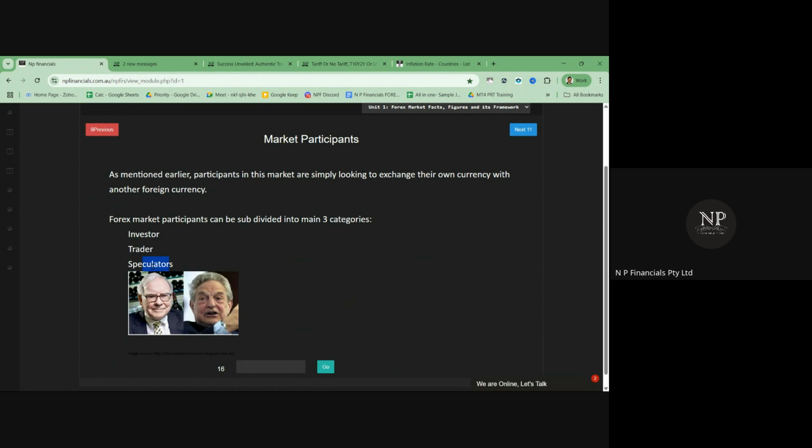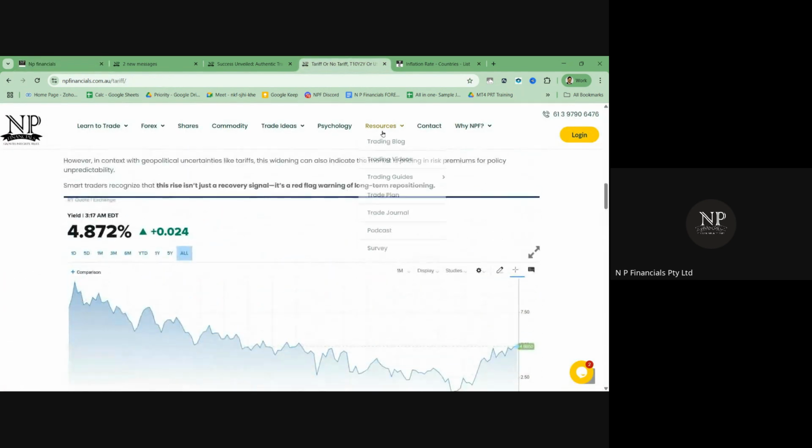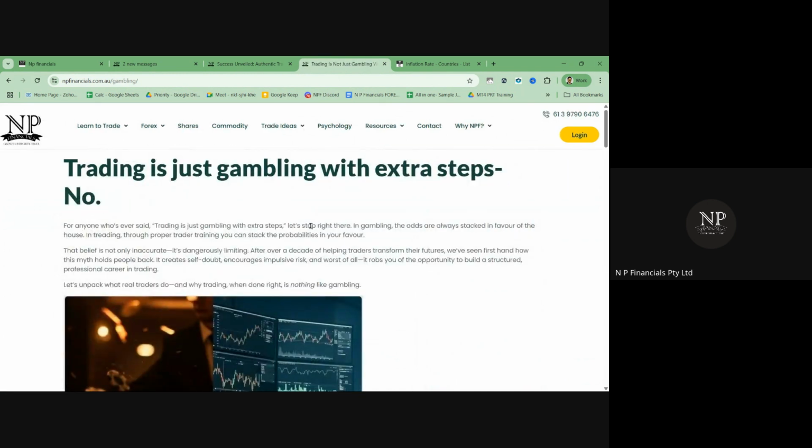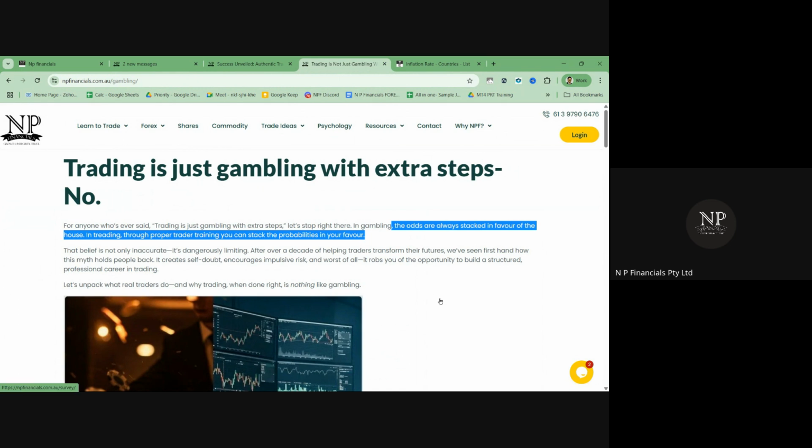Speculation is not gambling. Speculation is finding out what the investors and traders are doing and going through it. That is why in the recent one, we have written the difference: trading is just gambling with extra steps. No, we said no. Because in gambling, the odds are always stacked in favor of the house. In trading, through proper trader training, you can stack the probabilities in your favor for sure. 80% or 70%, whatever. You have already proven to yourself, which is fantastic in share trading.